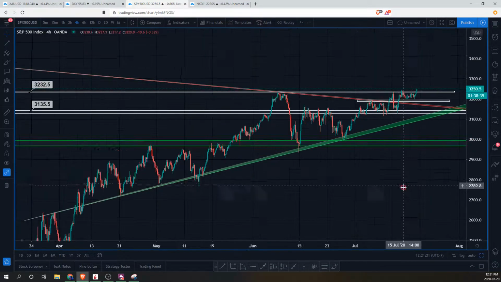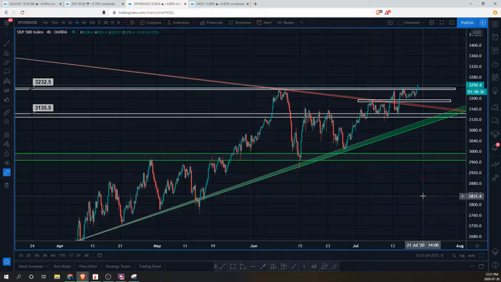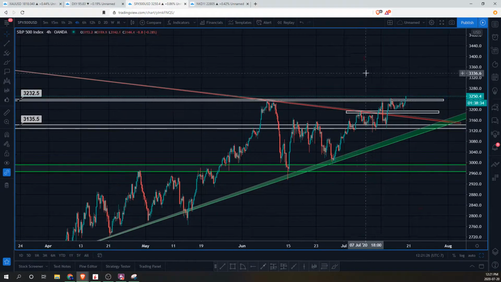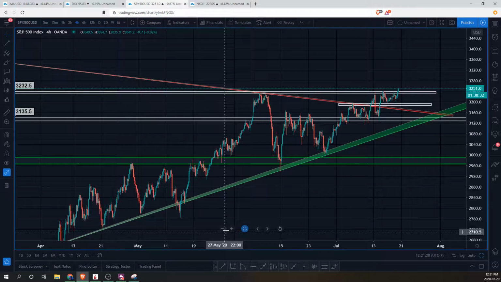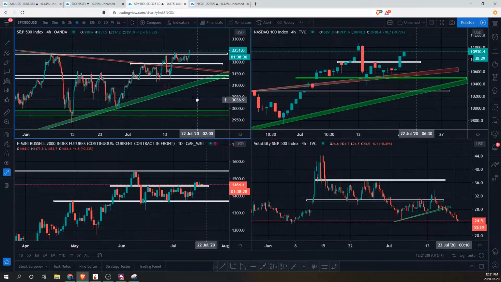Alrighty, so that's going to be the overview of the S&P 500. Looks really solid. We may get a retest, but I do think the momentum is going to continue to the upside. Not going to be trading it, but it's a really good overview of the sentiment within the global markets.